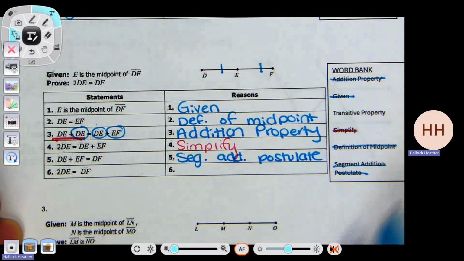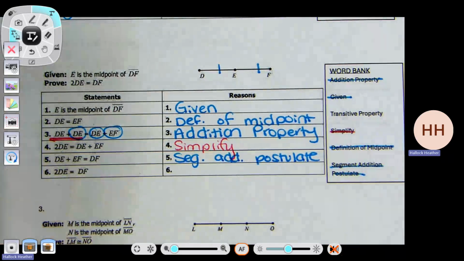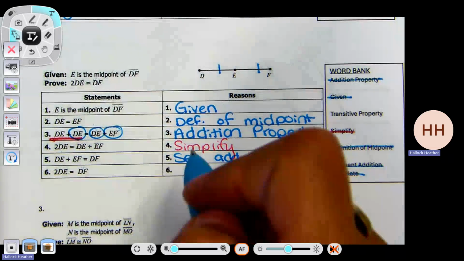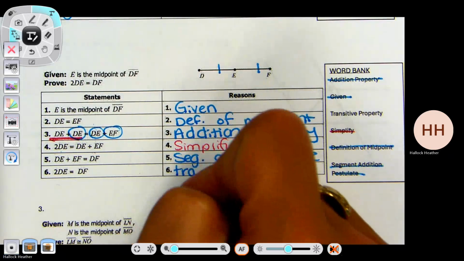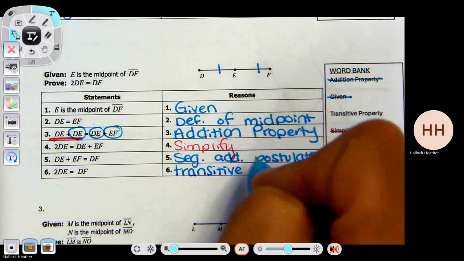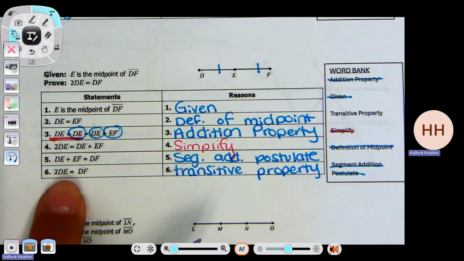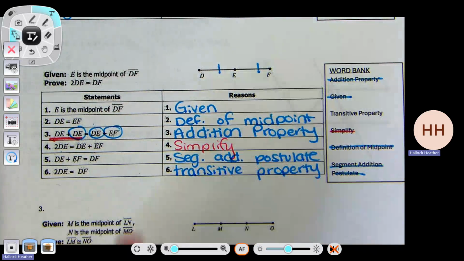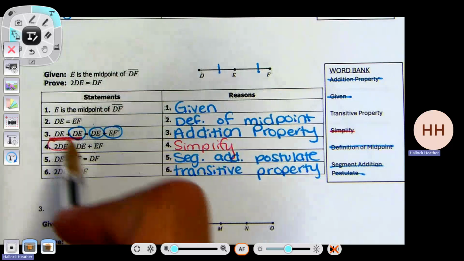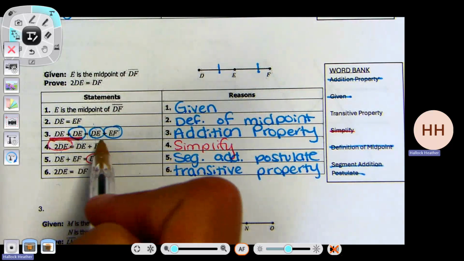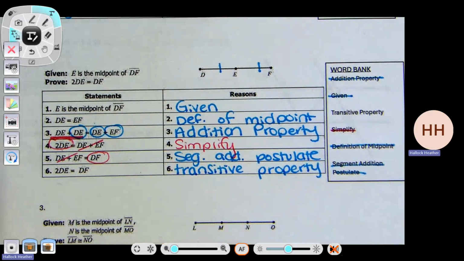And then the last one's transitive property. The reason why transitive property is removing the middleman. So if you look at your proof, they're saying 2DE equals DF. So they're actually taking this piece and equaling it to this piece because they're removing the middle statement. So they take your two statements and they're crossing out that middle section, just squishing it together. So transitive property is removing the middleman. That one was tricky.